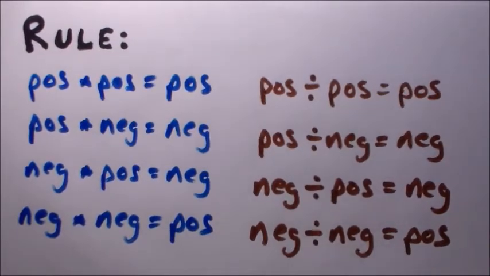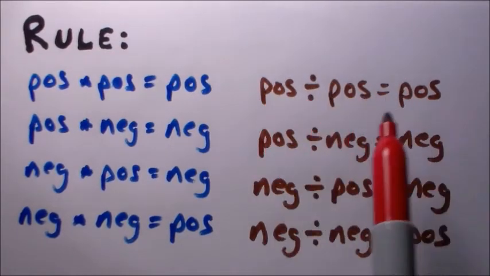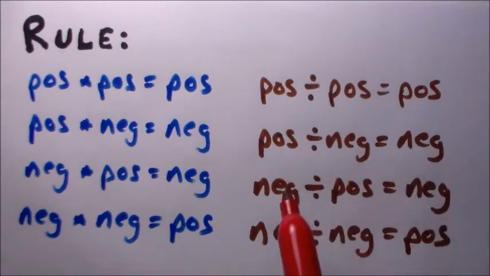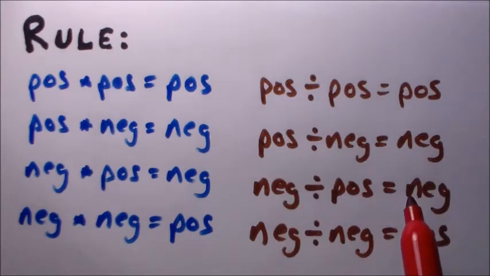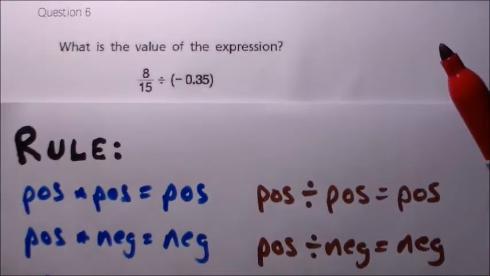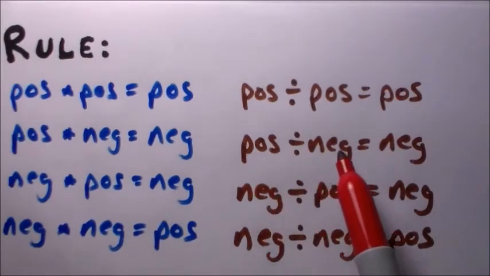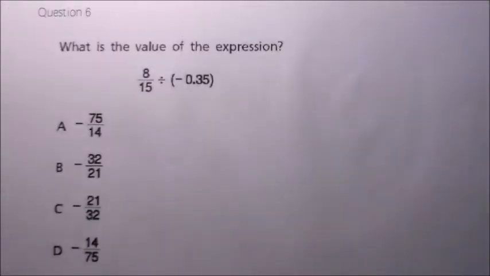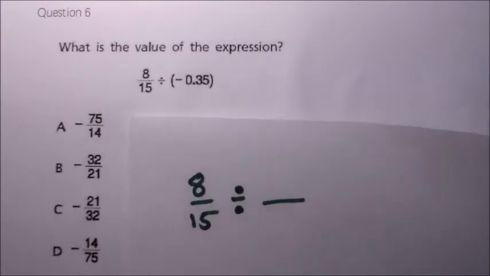The rule is, positive divided by positive is positive, positive divided by negative is negative, negative divided by positive is negative, and negative divided by negative is positive. We know this, we've memorized it, we're good to go. And what we have here is a positive divided by a negative, so we know the answer is going to be negative. Okay, well, that does us absolutely no good, because all our answers are negative. So we can't eliminate any of the distractors, but that's fine because we still have work to do.